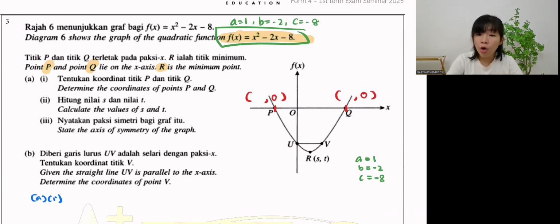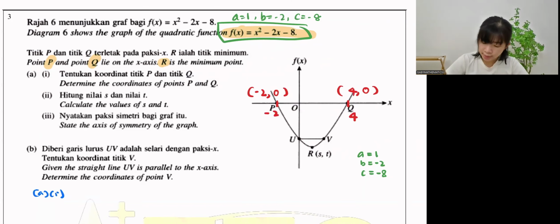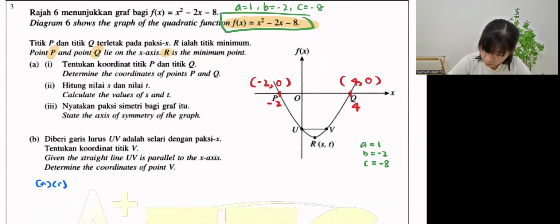Okay, you get 4 and also -2 from the calculator. You know that on the left hand side it will be a negative value, so this is -2. Then on the right hand side it will be positive, 4. So you get the answer. Number 1, the coordinate for P is (-2, 0). Q is (4, 0). Done.